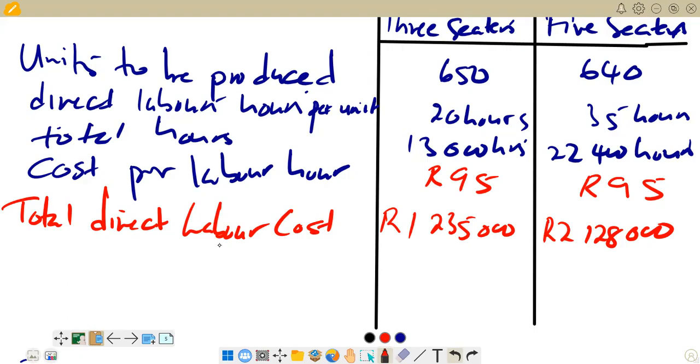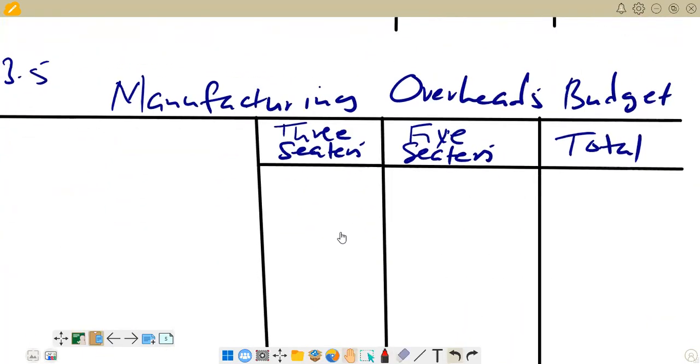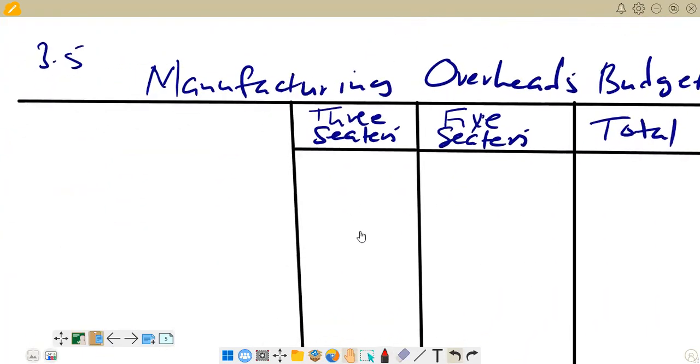We are only left with our manufacturing overheads budget. Remember, to get the total manufacturing cost there, we need to know the variable cost and fixed cost. Then we add the two to get the total. So basically, the final figure that we are looking for in the manufacturing overheads budget is the total manufacturing overheads.